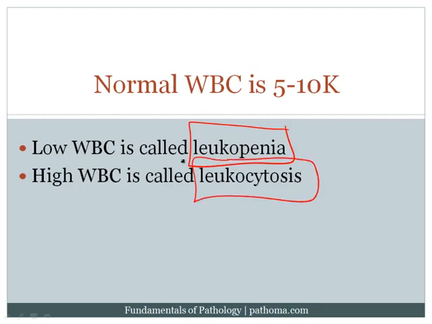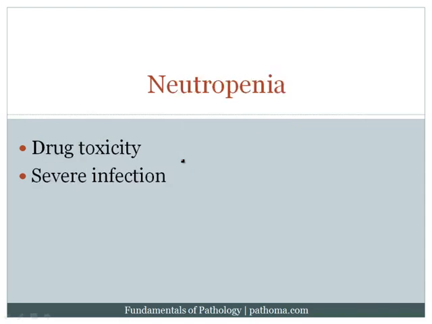Now, what I'd like to establish here is that when a patient has a leukopenia, or when they have a leukocytosis, the leukopenia or leukocytosis is usually predominantly due to one cell type. For example, one possibility is something called neutropenia. Neutropenia refers to a low number of circulating neutrophils. And this is classically seen with drug toxicity. The example would be chemotherapy.